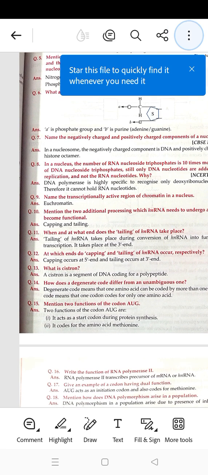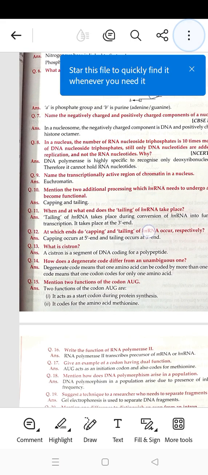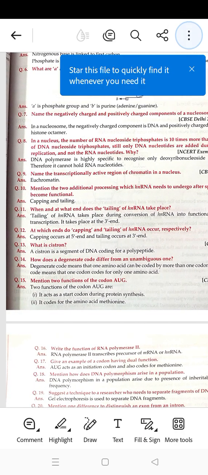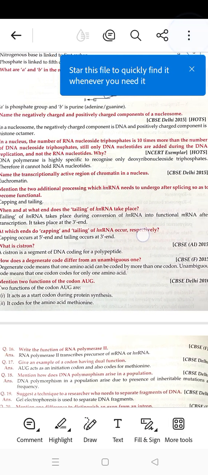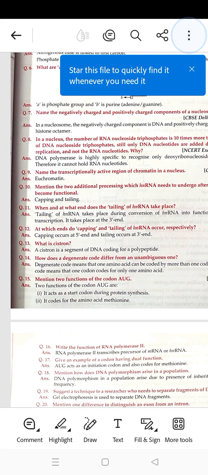Next, question number 9. Name the transcriptionally active region of chromatin in a nucleus. So the answer is euchromatin. Now next, question 10. Mention the two additional processing steps which hnRNA needs to undergo after splicing so as to become functional. So the answer is capping and tailing.